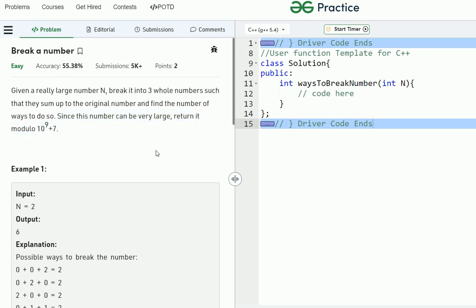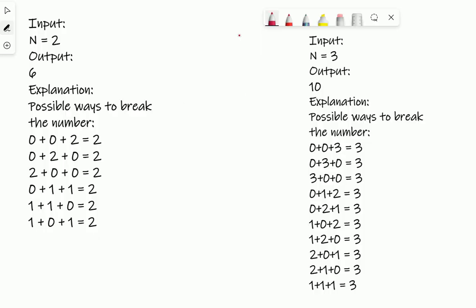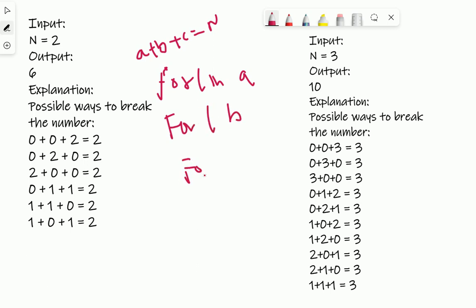Okay, so let's discuss the problem. We need to make three numbers, let's say A, B, C, whose sum equals n. So the brute force approach that comes to mind is that we simply run three for loops. First for loop for the number a, second for loop for the number b, and third for loop for the number c, and just check if a plus b plus c equals n. Then we simply do answer plus plus, and after that return the answer.